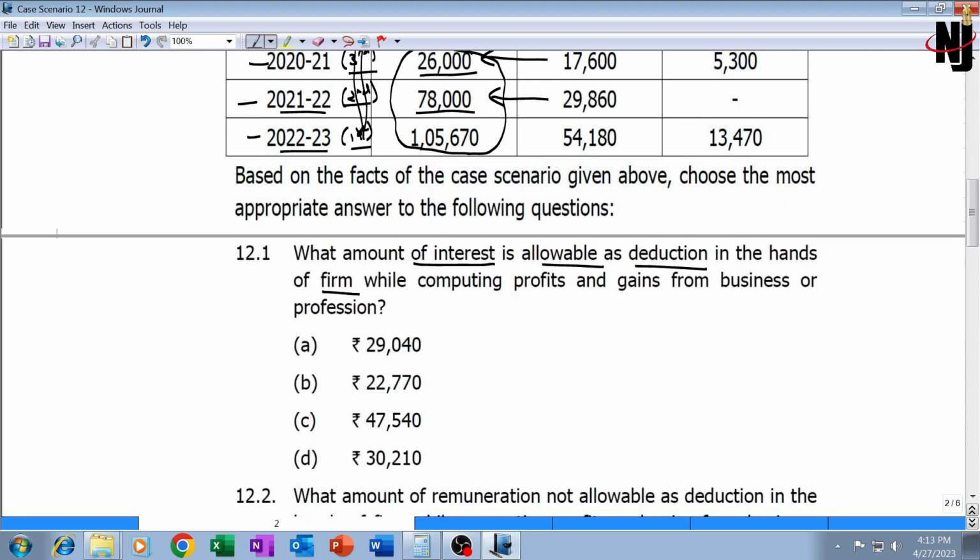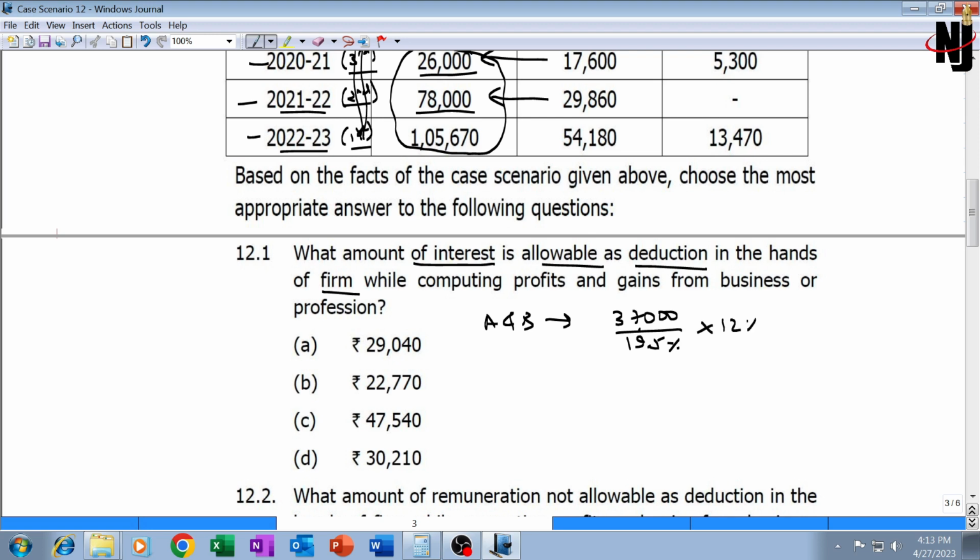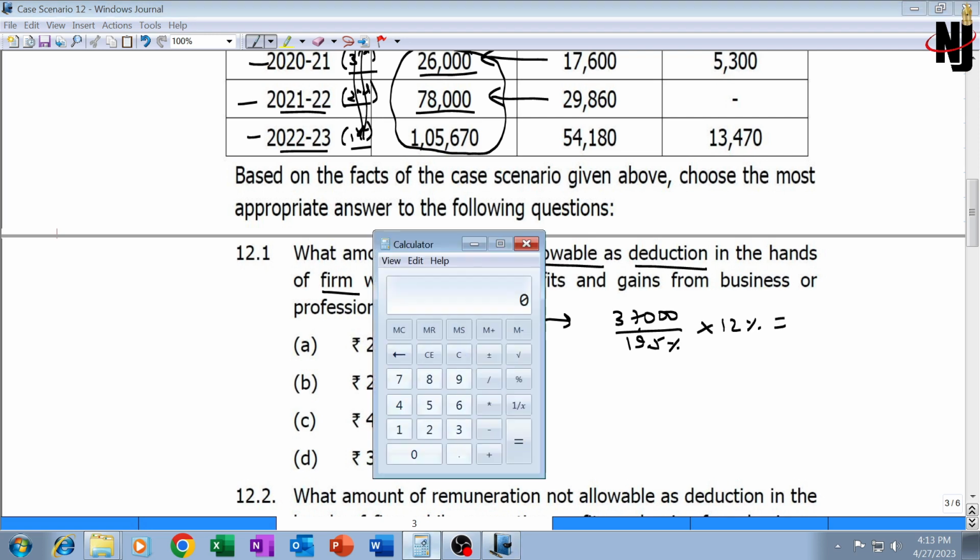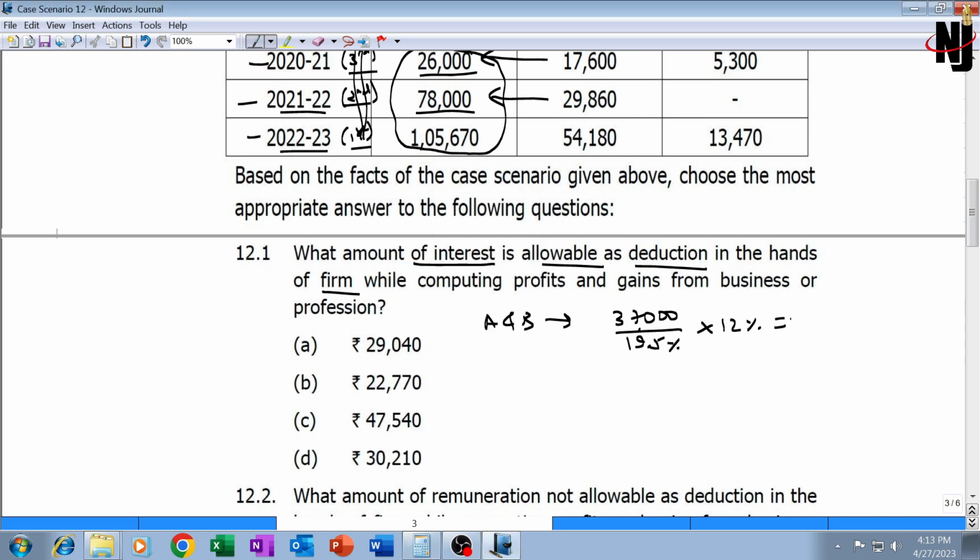So for partner A and B, we'll compute here only. For A and B, 37,000 is actually paid, which is at the rate of 19.5%. So how much will be at the rate of 12%? This is what will be allowable. 37,000 divided by 19.5 multiplied by 12 is 22,769.23, that means 22,769 will be allowable.